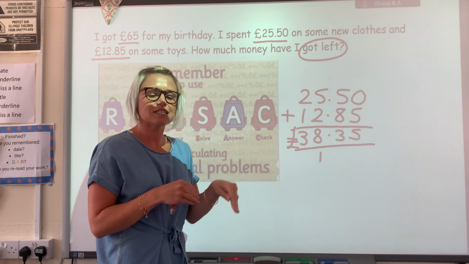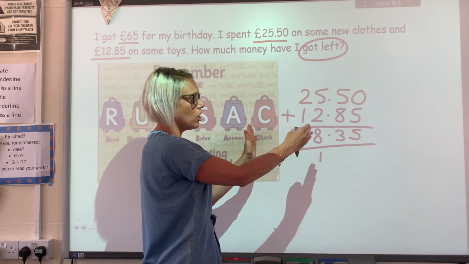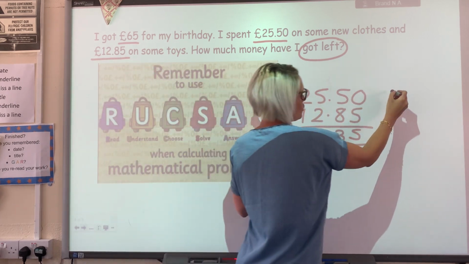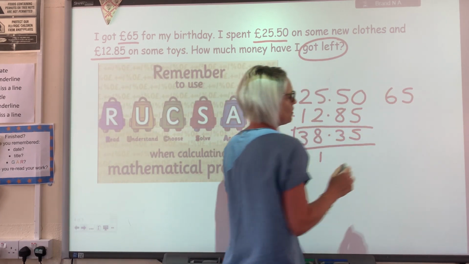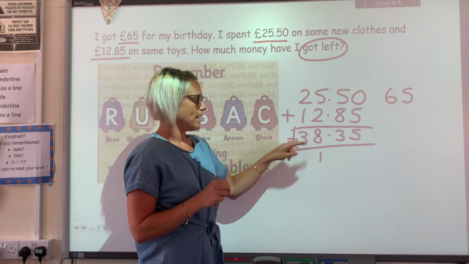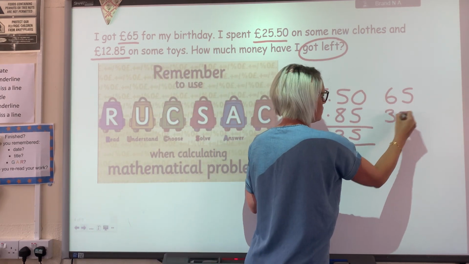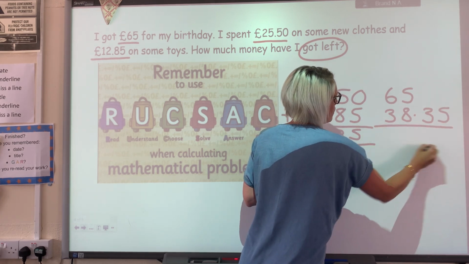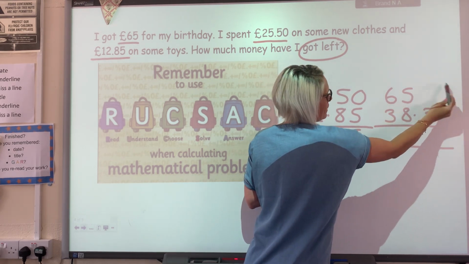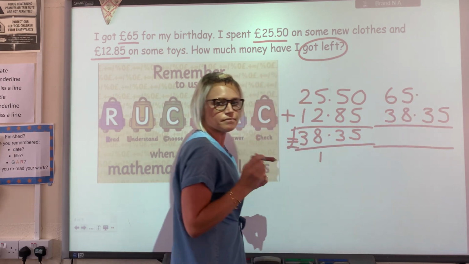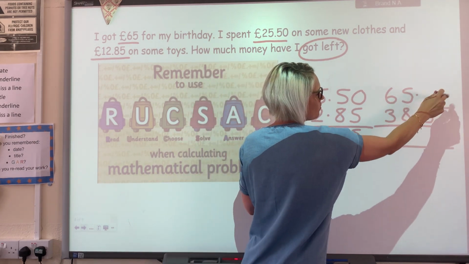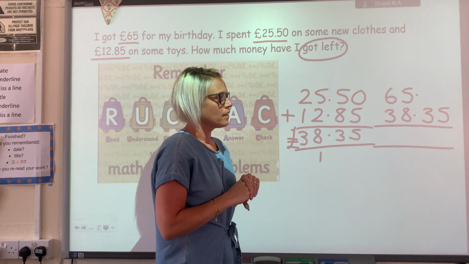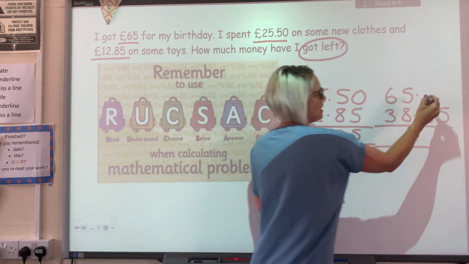This is where your multi-step word problems come in. This is step 1. We've now got to do step 2. So I started with £65. I've spent £38.35. Okay, now to make this easier, I'm going to put my decimal in the same place. And what numbers can I put in the spaces there that won't change the value of the number? What numbers? Good, zeros.